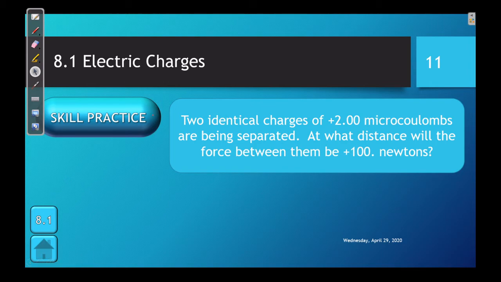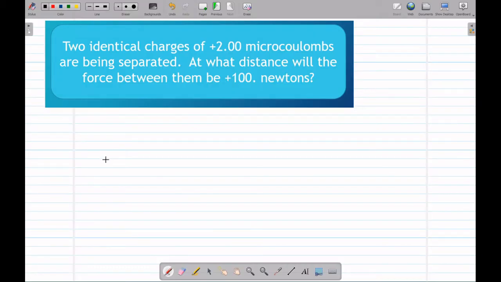Let's take a look at our next problem. It says two identical charges of positive 2.00 microcoulombs are being separated. At what distance will the force between them be 100 newtons? So we're going to use Coulomb's law just like in the previous problem, except this time we will be solving for R instead of solving for F.